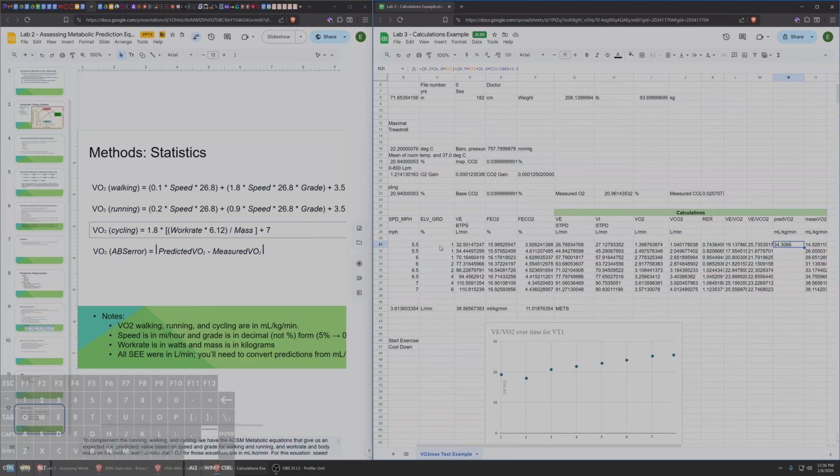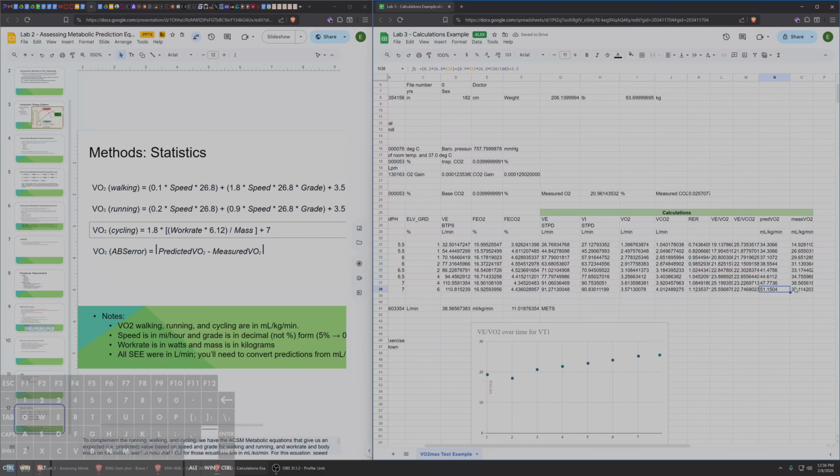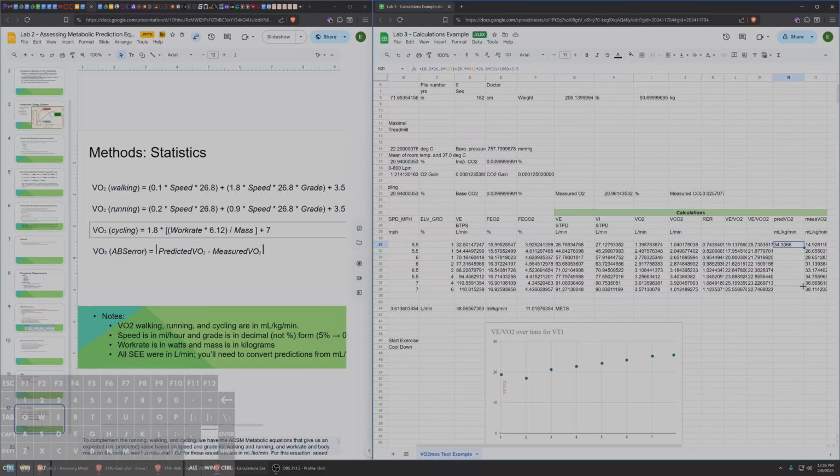Okay, and I know because I've done this several times before that at about 5.5 miles per hour, 1% grade is about 34 milliliters per kg per minute. So I'm pretty familiar with that. Anyways, we have our data here. For this one I don't need to add any kilograms in or any dollar signs, so I can just drag straight down, easy peasy.